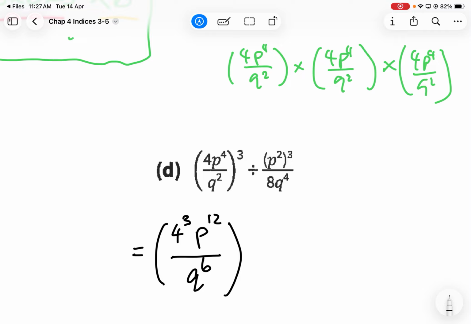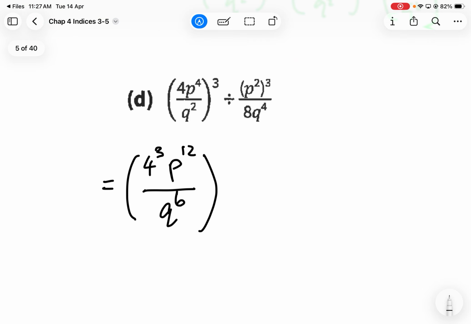Okay? Then for all your fractions, when I have division, I will always change it to multiplication. Then I flip. Numerator goes to denominator, denominator goes to numerator. So 8Q^4 goes to the top, and P^2, P squared to the power of 3, goes to the bottom. Okay? This one, I can actually skip one step.